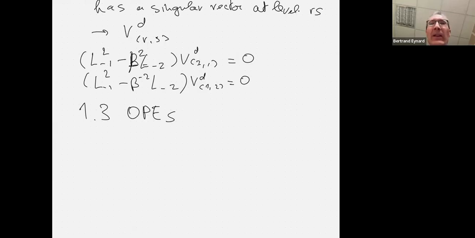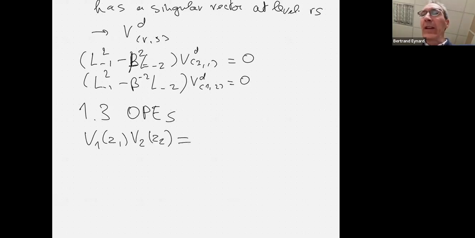Okay, so now, operator product expansions are extremely important because they are at the heart of the bootstrap approach to conformal field theory. The idea of operator product expansion is that if you take a product of two fields, V1(z1) V2(z2), you can rewrite it as a linear combination of fields. Let's call Vk the fields in general in my conformal field theory with some index k. And then we'll have some coefficients c_k12(z1, z2).